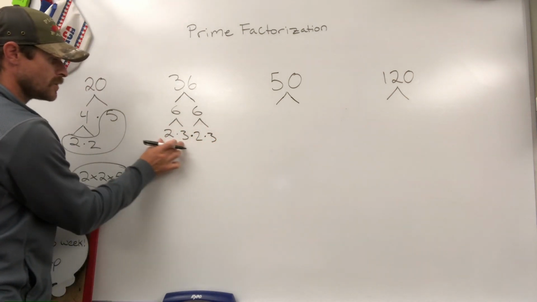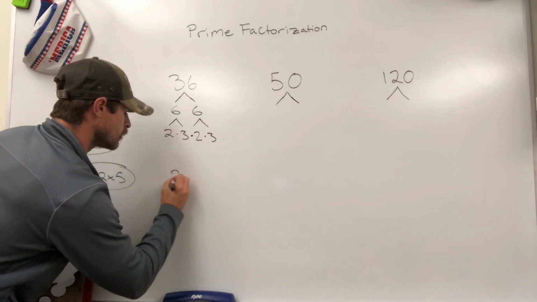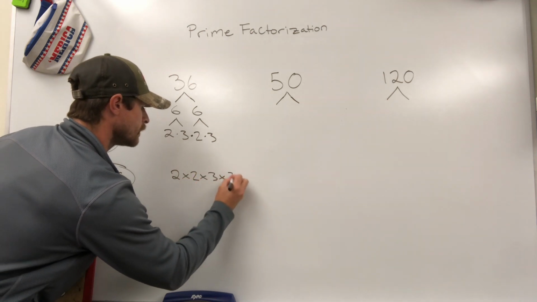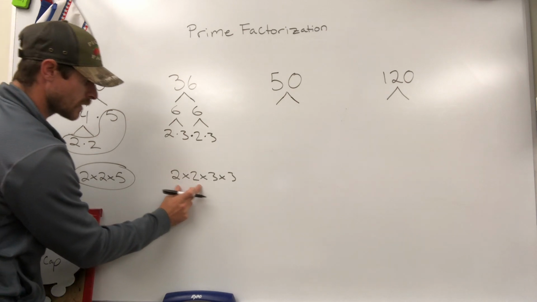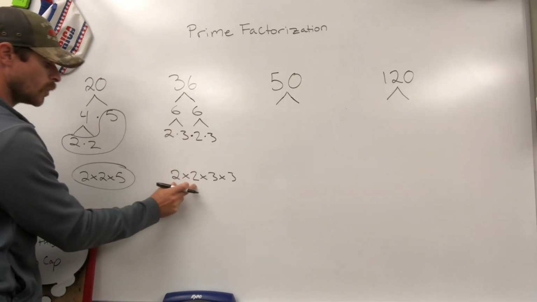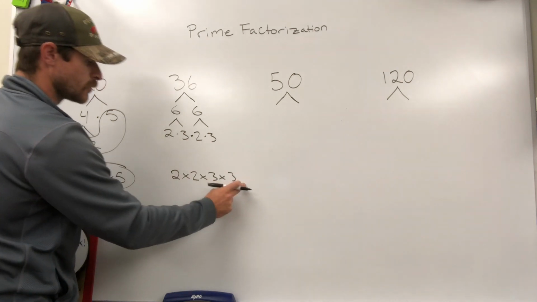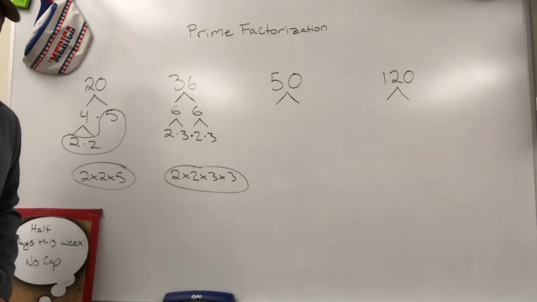All 4 of these values down here at the bottom are prime values. So my final result would be 2 times 2 times 3 times 3. Notice how I took both of the 2 values, put them in front, and numerically I'm increasing. So always your smallest values get written down first, and then we increase those values as we go. The final answer should always have prime numbers only in it.